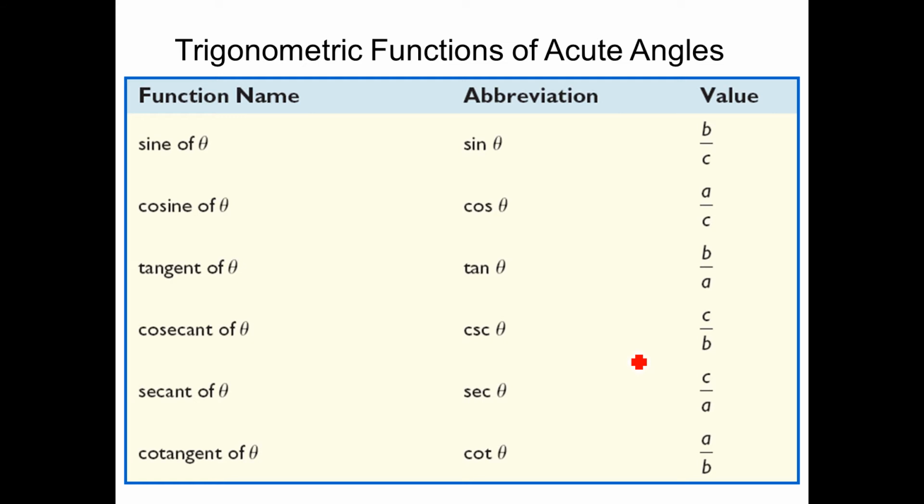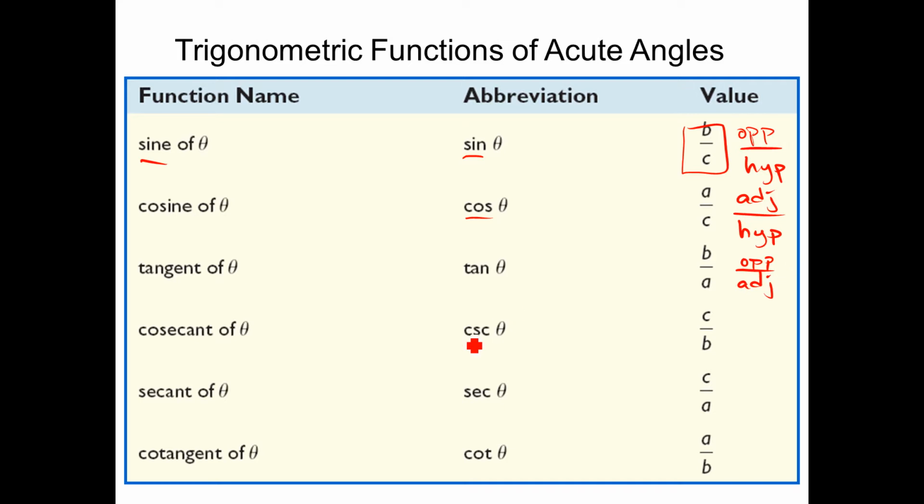So we have 6 trig functions. Sine, abbreviated SIN, which is b over c, better known as opposite over hypotenuse. Cosine, which is COS, which is going to be adjacent over hypotenuse. Tangent, which is opposite over adjacent.